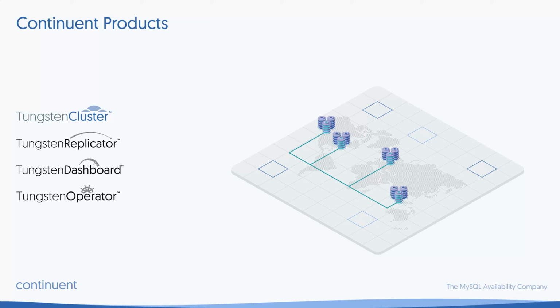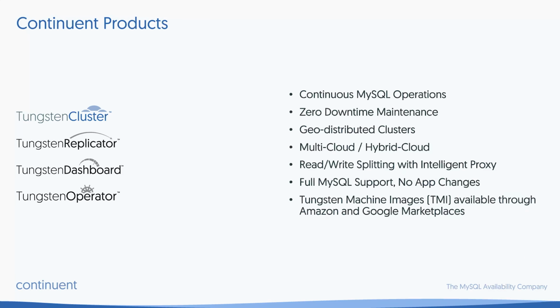First, our flagship product, Tungsten Clustering, a complete, proven solution offering continuous MySQL operations. Based on asynchronous replication, Tungsten Clustering offers a range of topologies to suit every business need, providing high availability, disaster recovery, and geo-distribution. Tungsten Clustering is platform agnostic, running on-premise, be it VM or bare metal, or in the cloud. We can operate in multi-cloud and hybrid cloud environments.